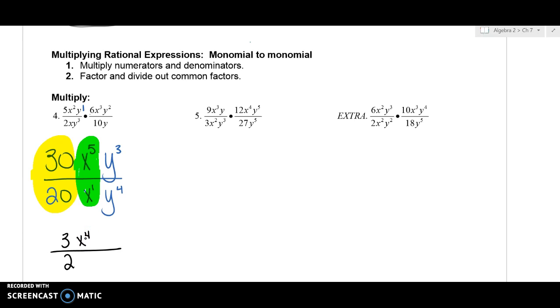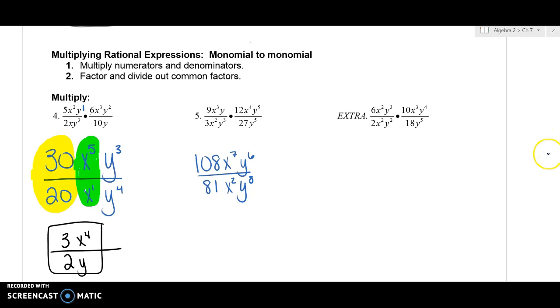For the y's, the smaller number is on the top. So these 3 on the top are going to cancel out 3 of the 4 on the bottom, leaving us with how many on the bottom? Just 1. Our answer is 3x to the fourth over 2y. Try number 5 on your own.